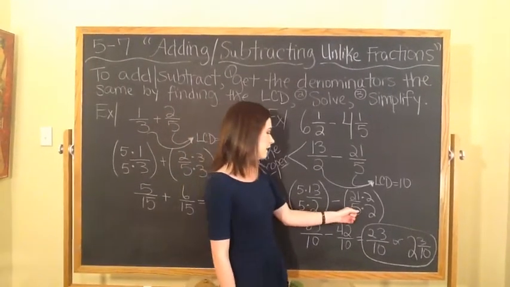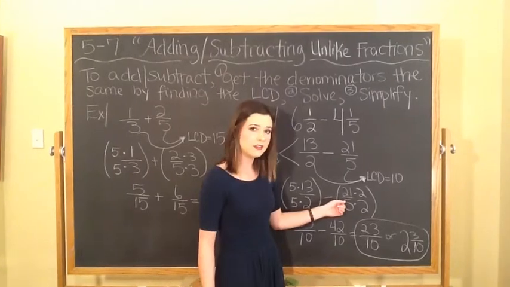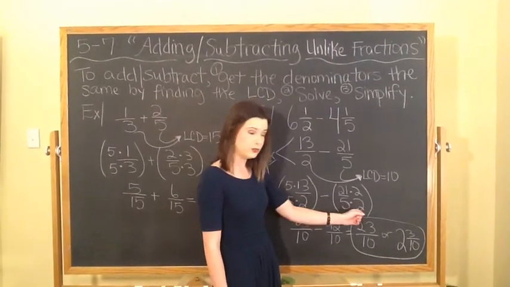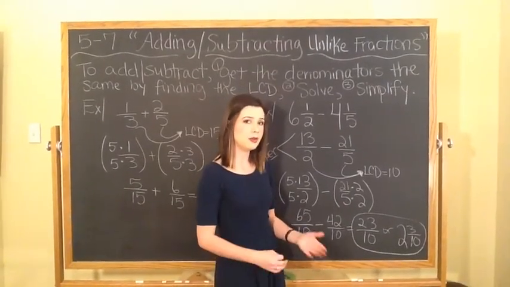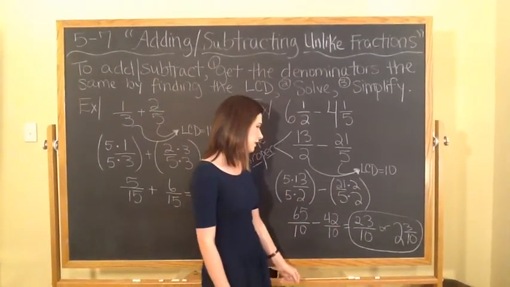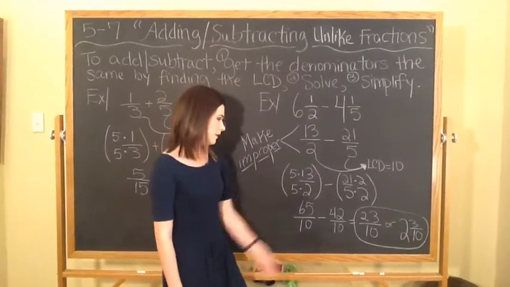And over here, we need to look to see how do we get 5 to 10 in the denominator. So I know I have to multiply by 2, so 5 times 2 gives me 10, and then I have to multiply the numerator by 2 as well to keep it equivalent. So 21 times 2 gives me 42.